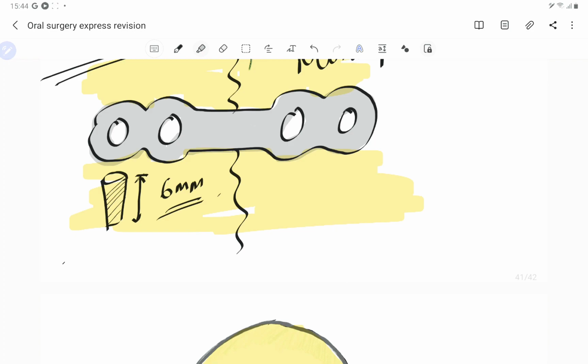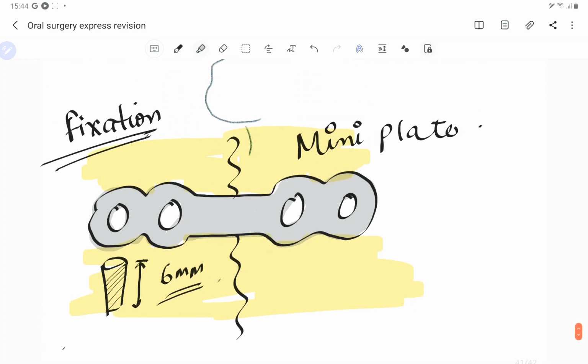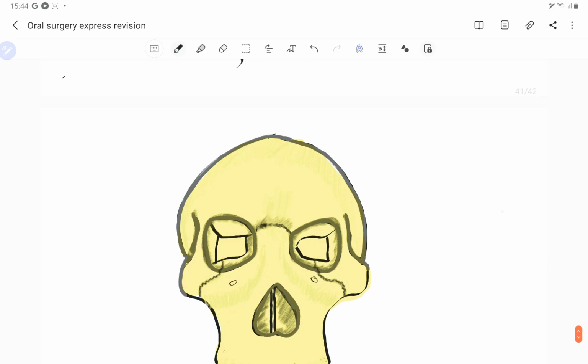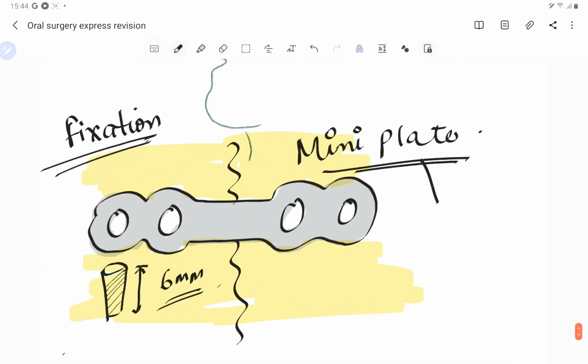So now a good question is, where do we place these screws, right? Where do we place these plates, mini plates? Where do we place it? We place it along the buttresses. So we place these plates along the buttresses.